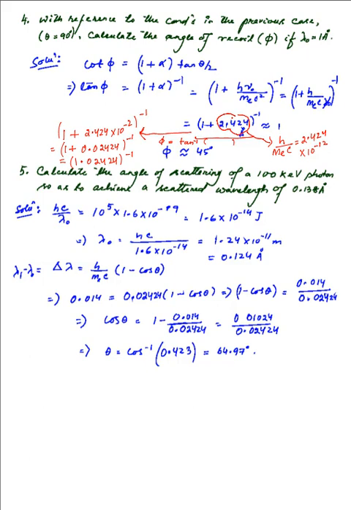So finally we have theta to be cosine inverse of that term that we have over there. The ratio comes out to be 0.423, which is approximately giving us 64.97 degrees in that cosine inverse.